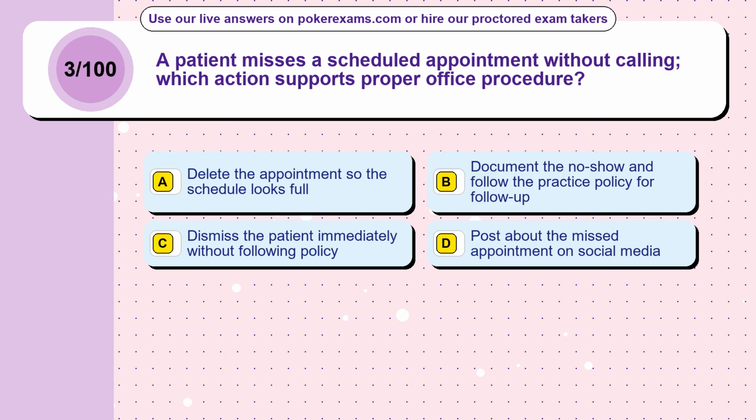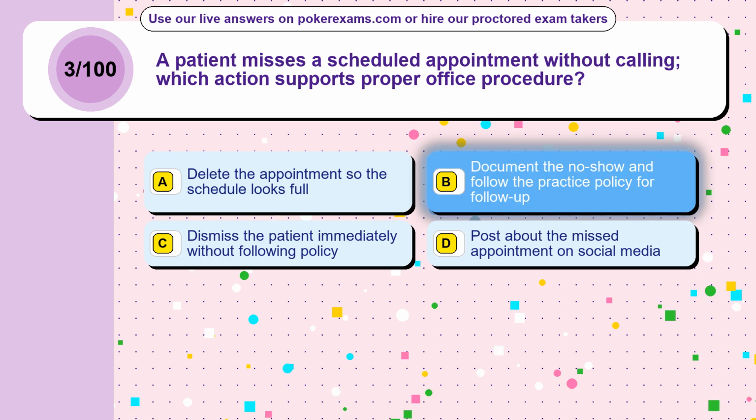Question 3. A patient misses a scheduled appointment without calling. Which action supports proper office procedure? Option A. Delete the appointment so the schedule looks full. Option B. Document the no-show and follow the practice policy for follow-up. Option C. Dismiss the patient immediately without following policy. Option D. Post about the missed appointment on social media.